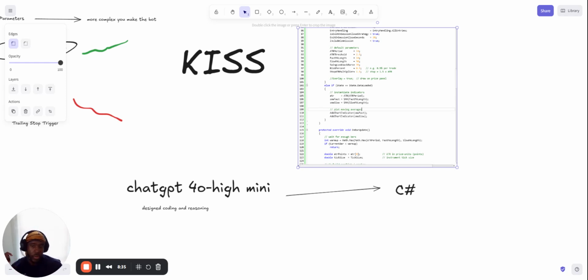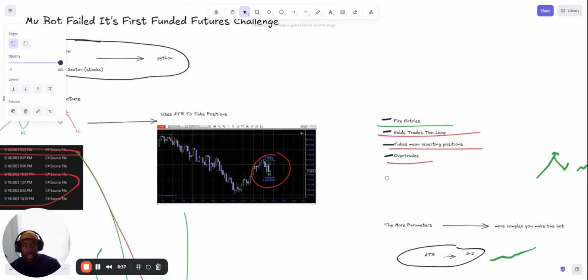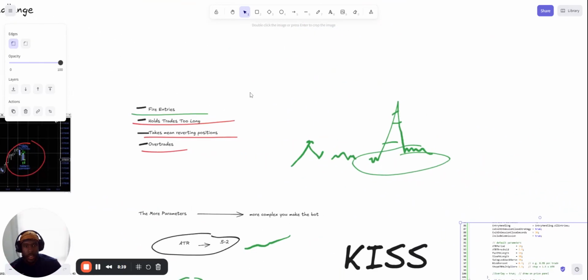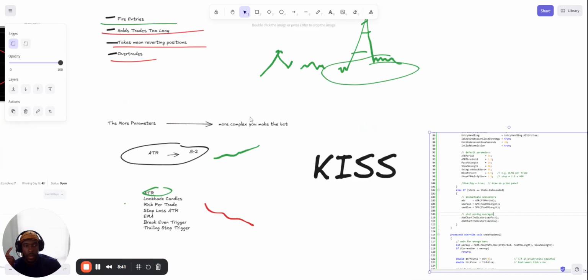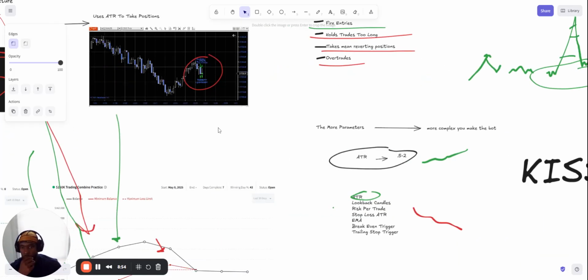So that's pretty much the video explaining how it failed this first challenge and what I'm learning. The key takeaway is that less is more. The more parameters you have, the more complex you make the bot, the harder it is to perform. And then also, just take your time, figure out what works, and don't be afraid to test your bot out. Don't be afraid to fail a challenge testing the bot out, because ultimately, once it does pass, you're going to get your payout.